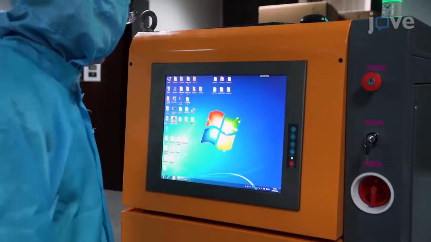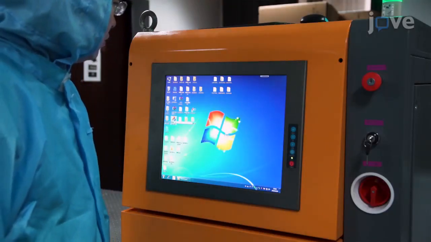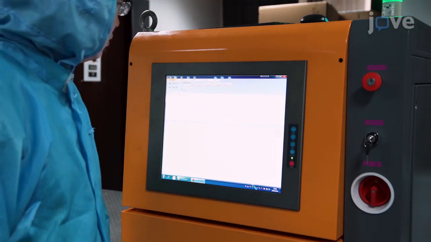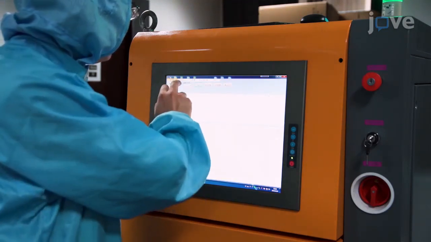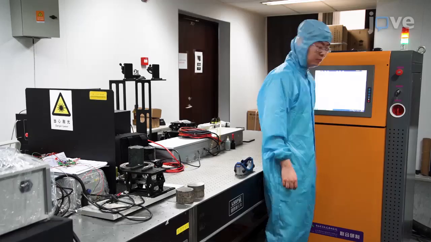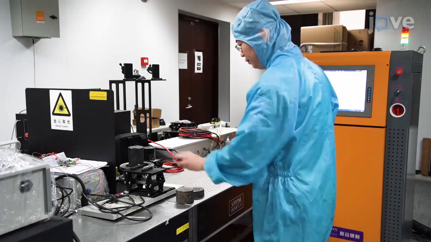To begin this procedure, analyze the standard samples and construct the calibration curve of the quantitative analysis as outlined in the text protocol. Then, put the unknown sample into the smelting system.